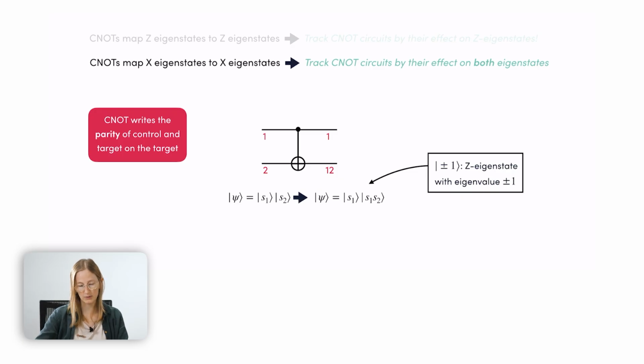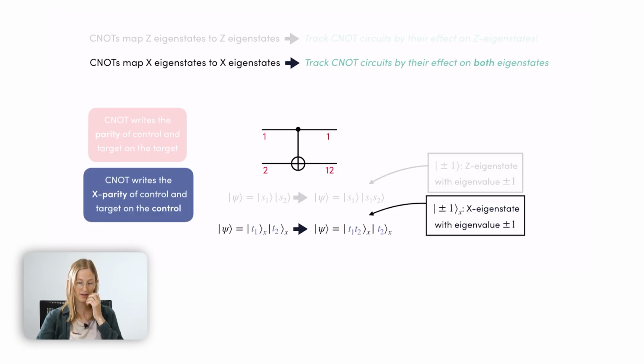So before I said CNOTs map Z eigenstates to Z eigenstates, but in fact they also map X eigenstates to X eigenstates. So if I start with my 2 qubits in some kind of X eigenstates, denoted by this variable t, then what the CNOT does is it actually imprints the parity of these 2 eigenstates now on the control qubit and not the target. And we can also put that as a label into our circuit.